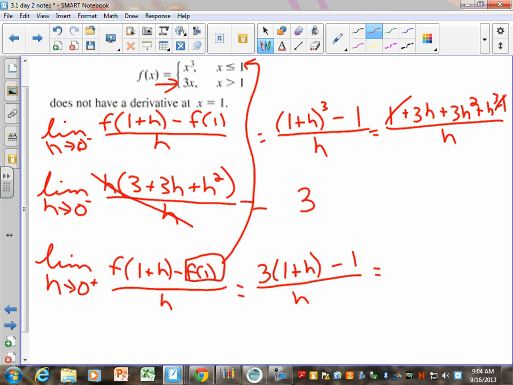So we get, what is this? 3 plus h, 3 plus 3h, minus 1. We get 2 plus 3h over h. Is that right?